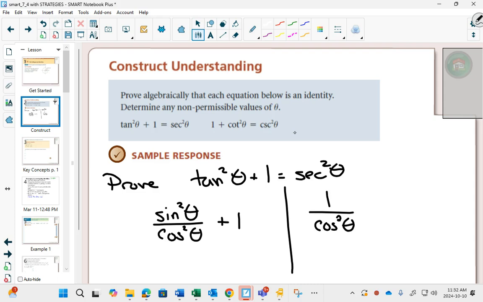But now it's formal. How do you deal with squareds? Well, if you have tan squared, it's just sine squared theta over cos squared theta. Now, what's our main strategy? Get a single fraction on both sides.